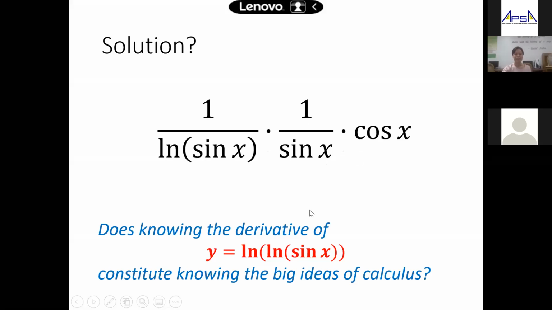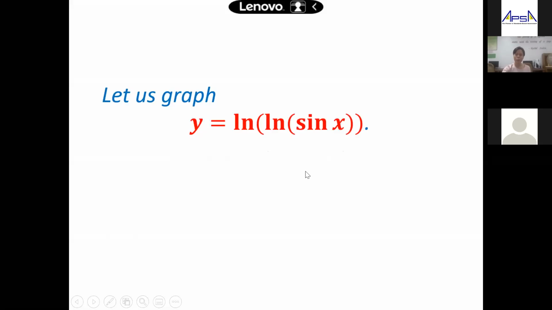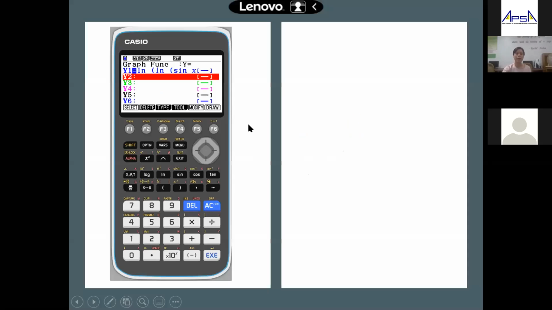Ang tanong, if you know the derivative of the function that I showed you earlier, does it mean that you already know the big ideas of calculus? Okay, let's check. What's the graph? Okay, if you're curious what the graph is, ito yon. Okay, so I used a Casio calculator. Okay, probably later on you'll know more about the calculators, but I'll focus on the topic for now.